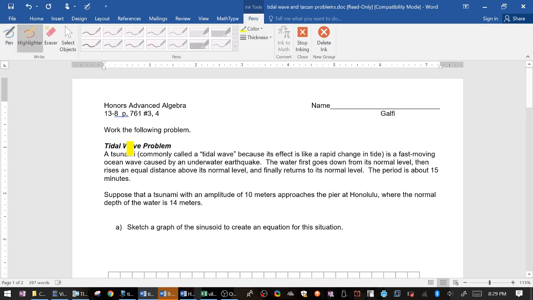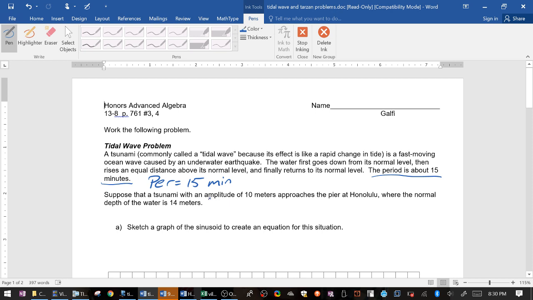It says a tsunami, commonly called a tidal wave, is a fast-moving ocean wave caused by an underwater earthquake. First, the water goes down from its normal level, then rises an equal distance above its normal level, and then finally returns to its normal level. The period is about 15 minutes. Okay, so we know we have a 15-minute period. I'm going to make a note of that. Period equals 15 minutes.